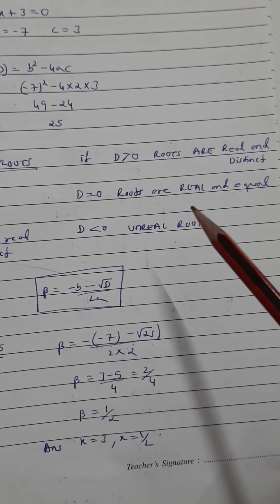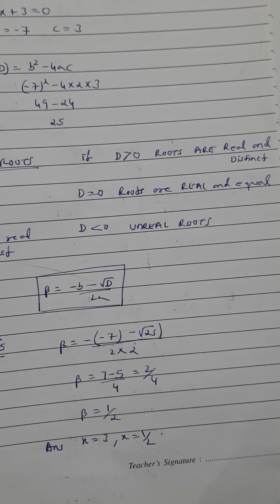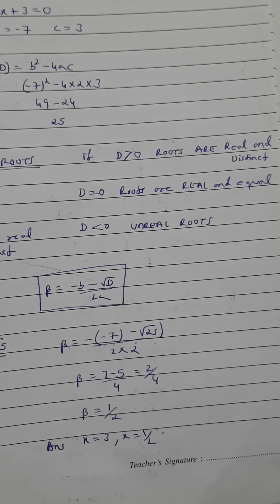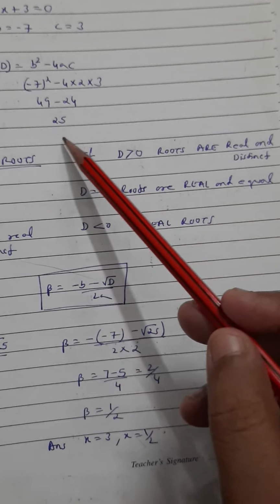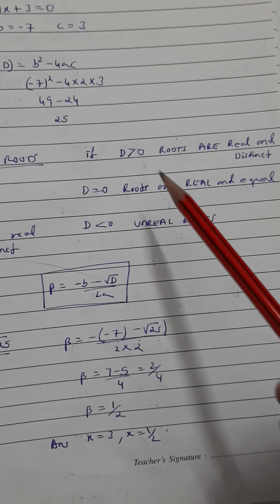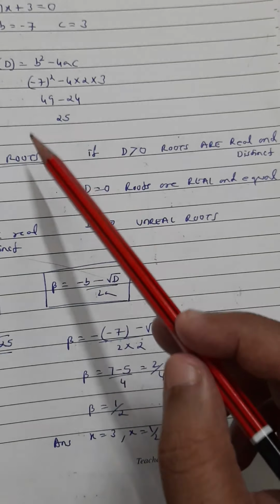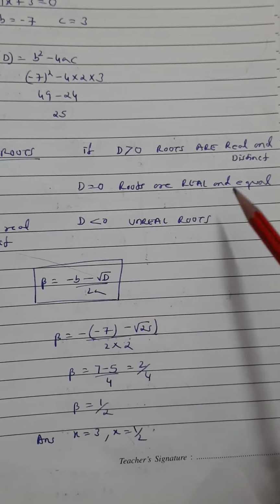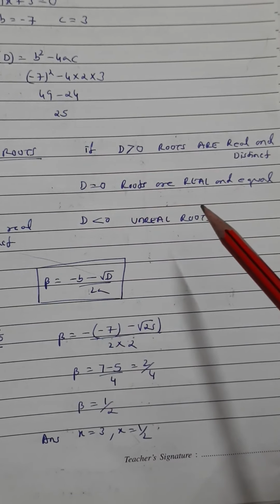Just like in linear equations, we had questions of no solution when a1 by a2 is equal to b1 by b2, not equal to c1 by c2, right? So in linear equations, there was a case of no solution, we didn't solve. Same way for unreal roots, whenever discriminant is less than 0, we will just write unreal roots and leave it like that. Okay. So in this particular question, however, the value of d is 25, that is greater than 0. So what happens? The roots are real and distinct. Okay, this you need to note down somewhere. This is very important and the base of the quadratic formula.